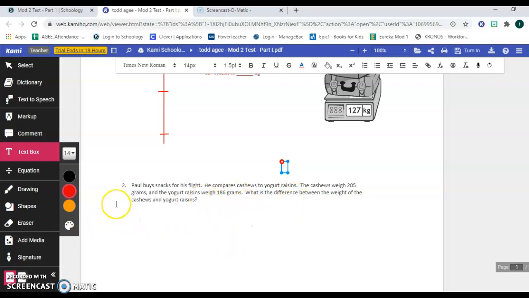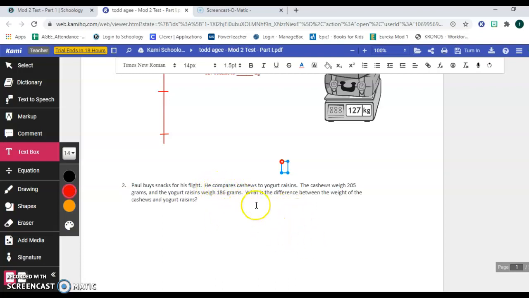Now, if you want to, you could do a tape diagram. A tape diagram would illustrate this very well, because you could take the larger weight, make one tape, and the smaller weight, make a second smaller tape, and see that you're trying to find the difference between the lengths of the two tapes. Or you could just use the standard algorithm to calculate the problem.